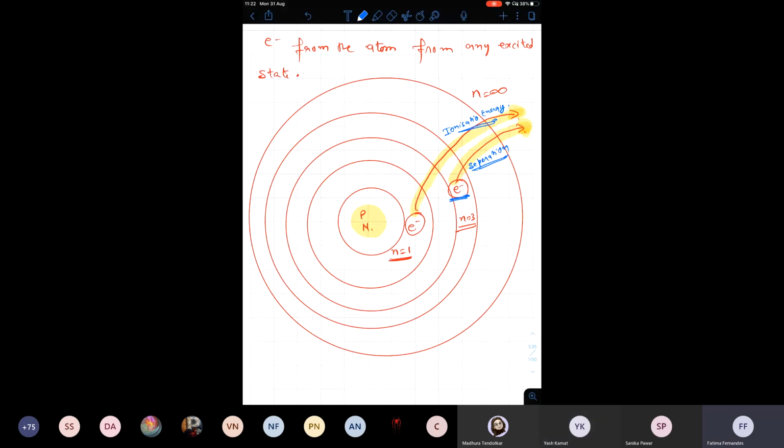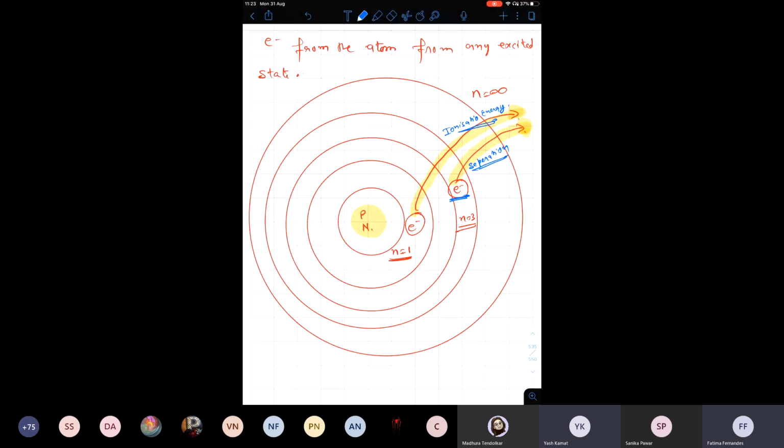Now you say, sir, I have calcium. I had 20 electrons, but 19 electrons I have already removed. That means you have only one electron. Now you ask me, sir, which energy should I apply, ionization energy or separation energy? Then I'll tell you where your electron is present, either in the ground state or in the excited state. If you say, sir, it is in the third state, I'll say apply separation energy. If it is in the first state, I'll say apply ionization energy.